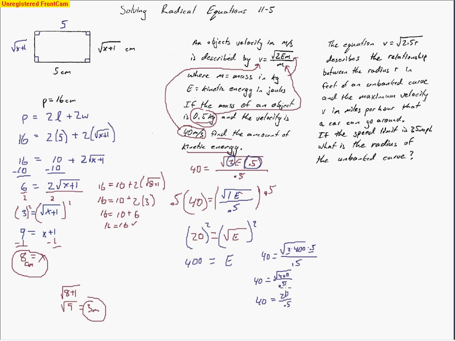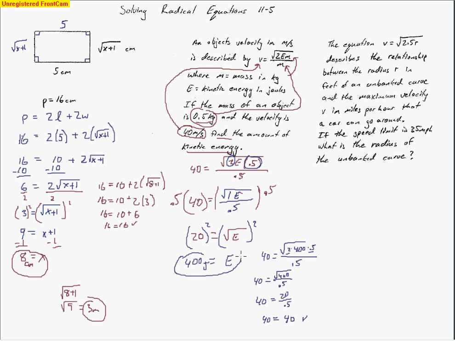So when I do this, how many halves go into 20? Well, if I break 20 into halves, I'd be left with 40. And so we have 40 equals 40. So it does check out. So 400 is our answer. And this is in joules. So, 400 joules.